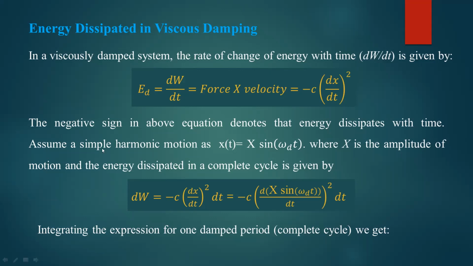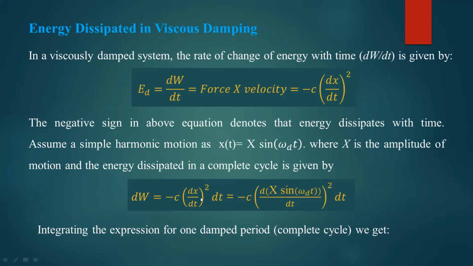The negative sign here denotes the energy dissipation with time. From time to time the energy is dissipating, that is, some means of absorbing energy. So reduction of energy is represented by the negative sign. So dW is equal to C times (dx over dt) the whole squared, times dt. Here dx over dt means x dot, which is velocity.